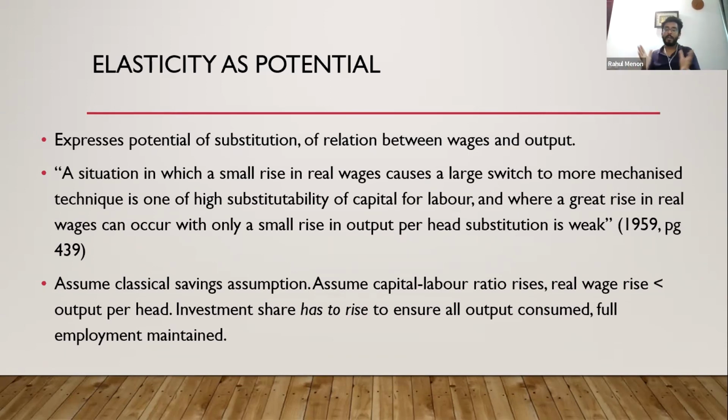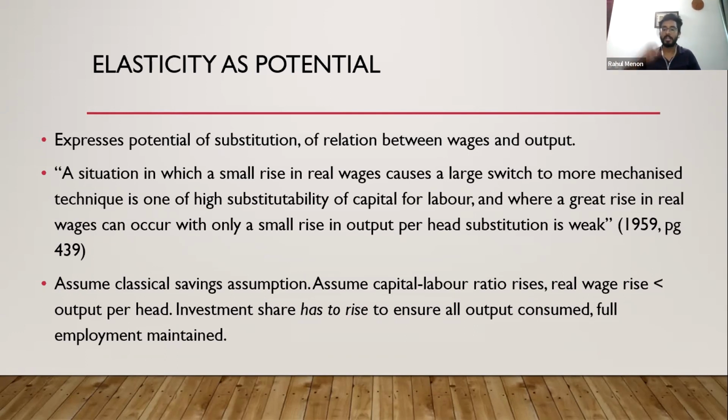Assume an economy where all wages are consumed. So the share of consumption in an economy is equal to wages. All profits are saved. Savings equals investment. The share of investment in an economy is therefore equal to the share of profits. So the share of wages and profits will change depending upon the share of consumption and investment. So Robinson says, assume that the capital to labor ratio rises. Okay, you have a round of capital deepening.